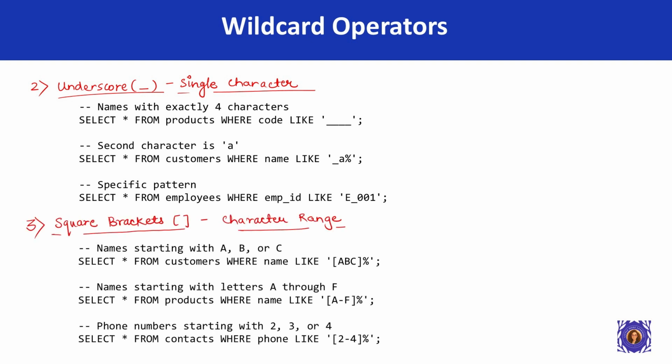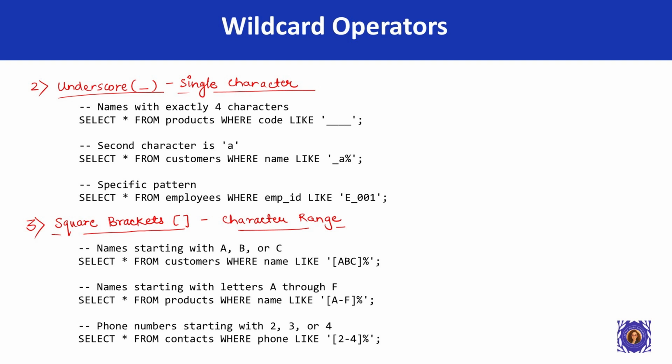Now, let's look at square brackets, which are used to define a character range or a set of specific characters for matching. For instance, if you want to find names that start with A, B, or C, you would write this query. Here, square bracket ABC will match any single character that is either A, B, or C, followed by any sequence of characters due to the % sign.